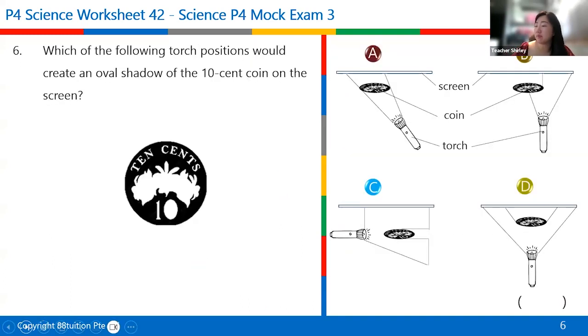Now the next one. Which of the following torch positions would create an oval shadow of the 10-cent coin on the screen? Whose turn is it? Is it Catherine? I think just now Grace answered the previous question, right? Catherine, could you try to answer this?